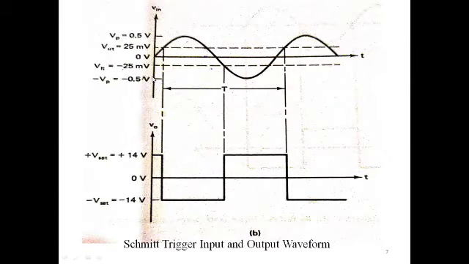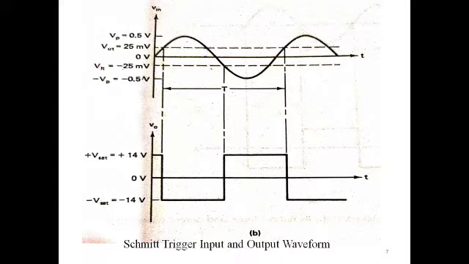That means as long as the input voltage must be slightly more positive. What is happening here? Just now I explained, when our output voltage is at plus V saturation, this is our output voltage, the output voltage is at plus V saturation.